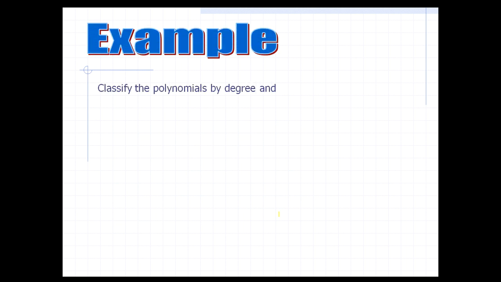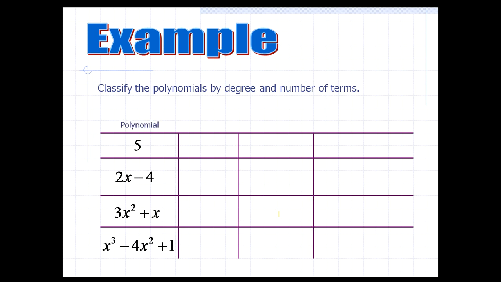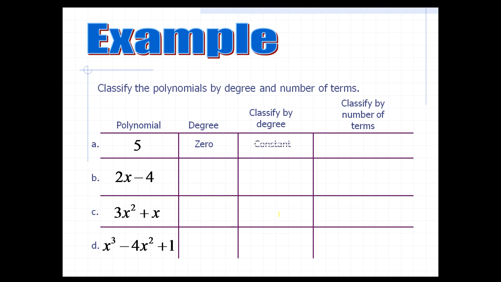Now, classify the polynomials by degree and the number of terms. So, let us have the following examples. We will be making a tabular representation of these polynomials and classifying on the basis of their degree and the number of terms. Case 1. 5 has degree 0 because it's a constant polynomial. So, it's named as a constant polynomial. And on the basis of number of terms, it's a monomial.